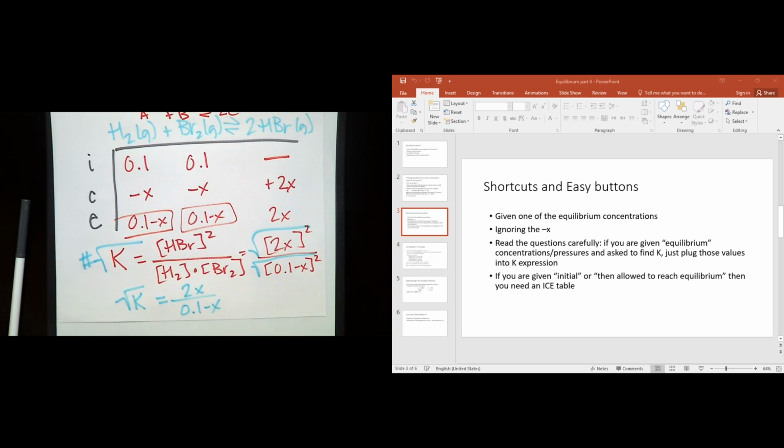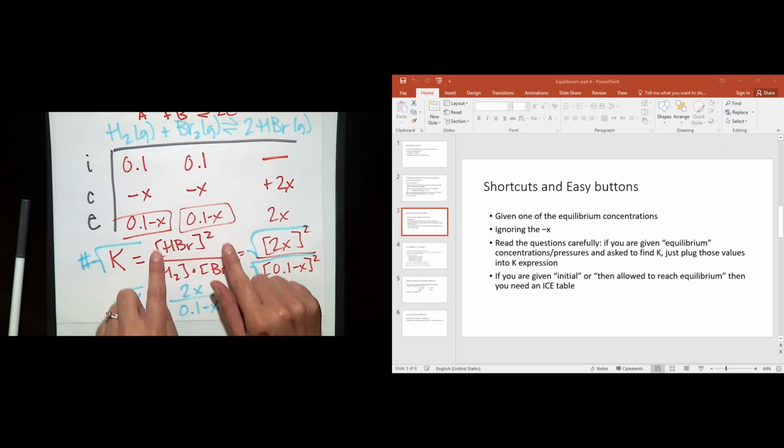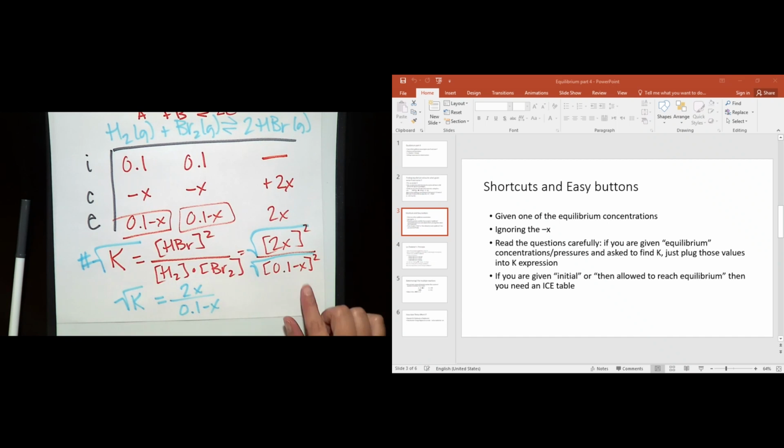So take a look at that. When you have the same thing multiplied together, whether it's on the bottom or the top, that's really a square term, and then you can just use the square root. So that's one to look out for.